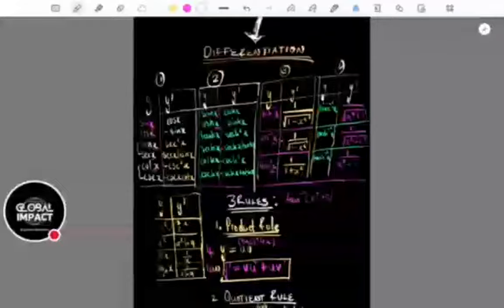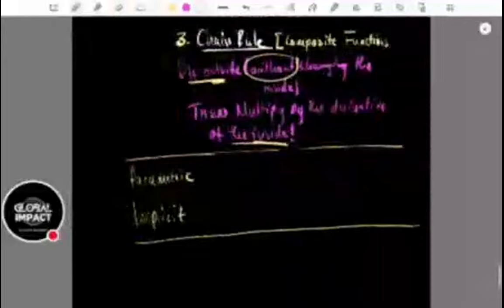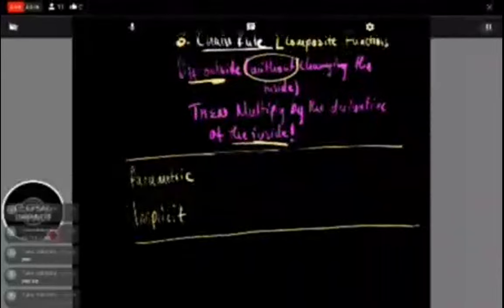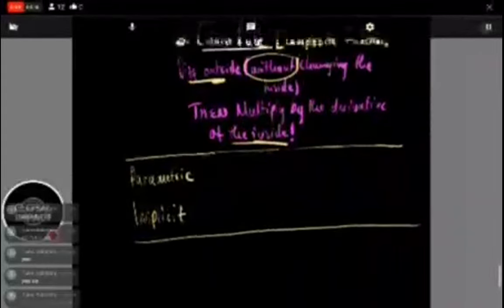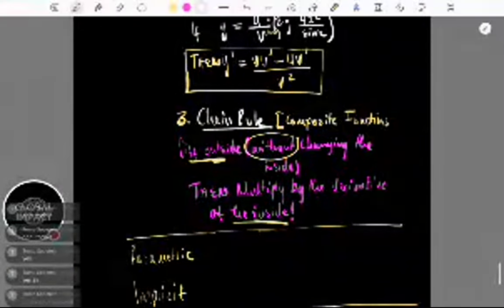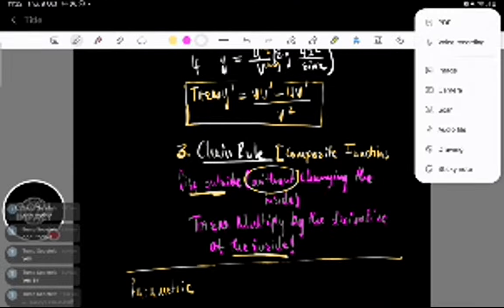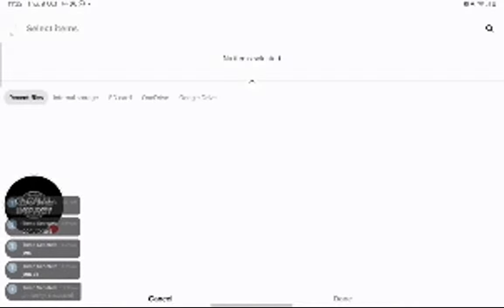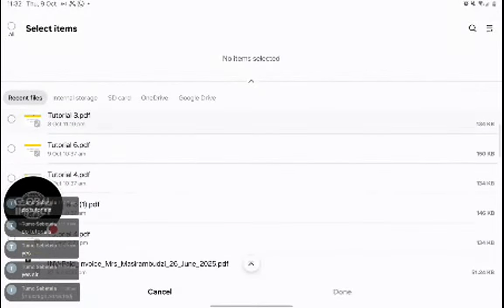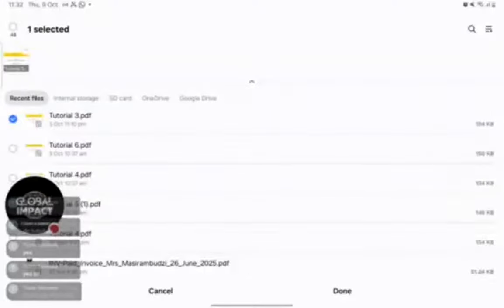Mathematician, you know how to differentiate. Let's go to the tutorials. Let's do parametric and implicit. Those are the things we are left with. So I'm going to open that tutorial. Let's start doing it. I don't know if it's tutorial 3 or 4, whatever. I'll start by opening the tutorial.